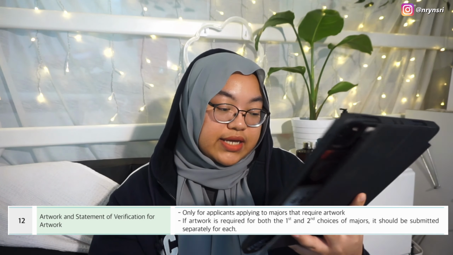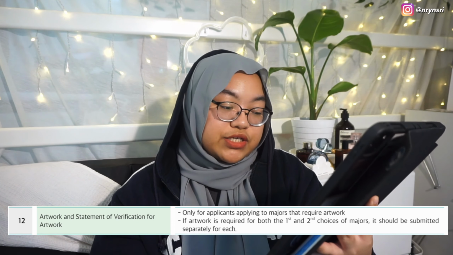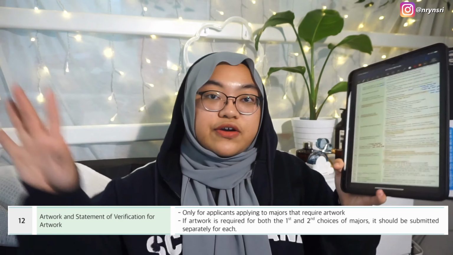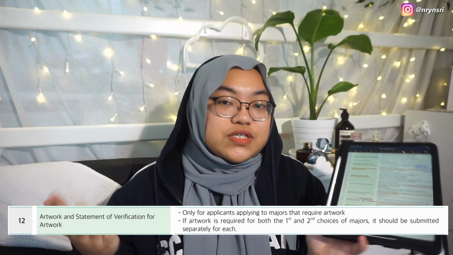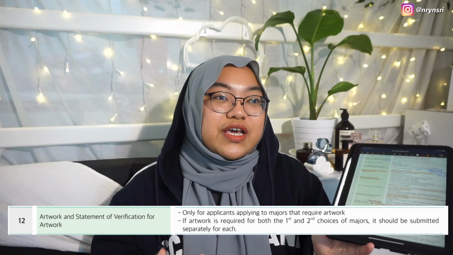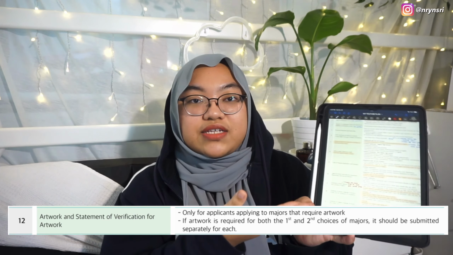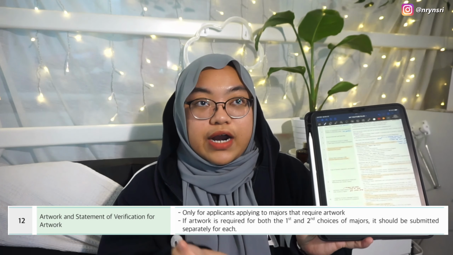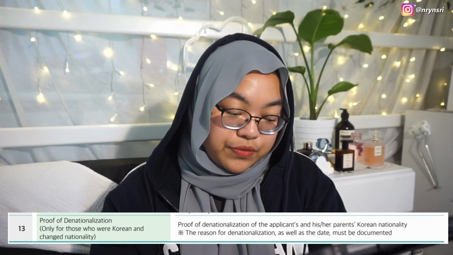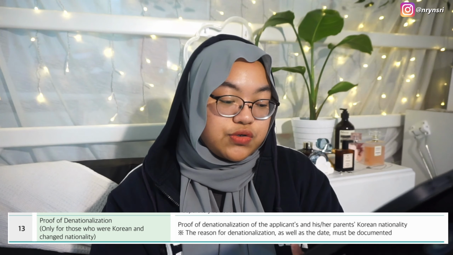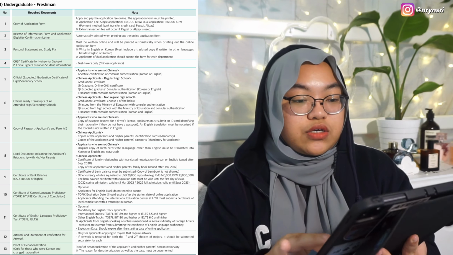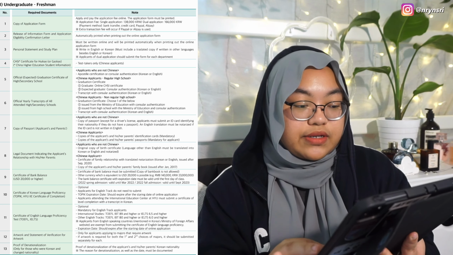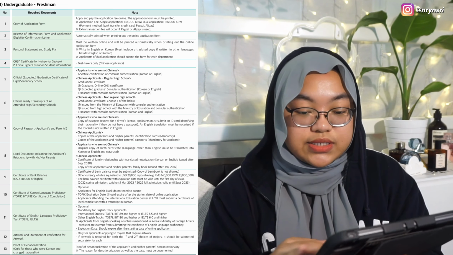And then next is artwork and a statement of verification for artwork. This is for any courses that require artwork. I don't know, art major students, architecture, I'm not sure. Anything related to art, they have extra documents for art students. And lastly, proof of denationalization, only for those who were Korean and changed nationality. But if you see here, it's just 1 to 11. It means you only need to prepare 11 documents, that's all.